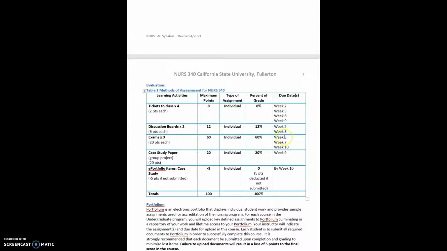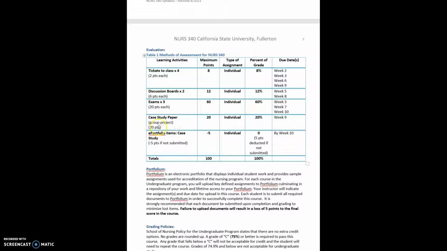Those are also individual, and they're in weeks 3, 7, and 10. Remember, it's a really fast little summer break. But in the end, you'll have this class done. Like, that's its own amazing. Then your case study we talked about, that is at week 9. This is not actually individual, this is group. I shall change that.